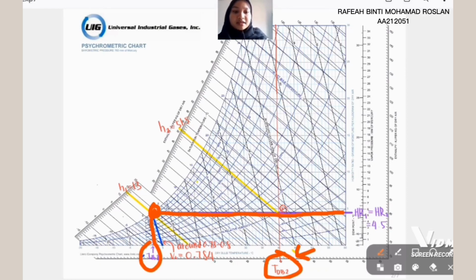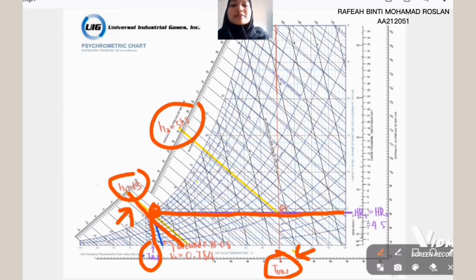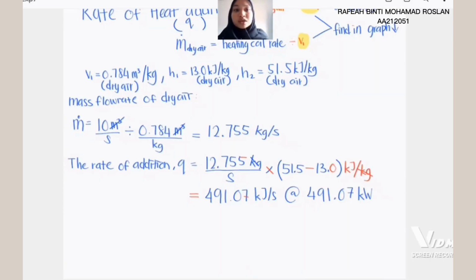So we can find another piece of information that we need for this question. We need enthalpy. We make a line parallel to the enthalpy line. The enthalpy for 2 degrees Celsius is 13, while the enthalpy for 40 degrees Celsius is 51.5. After we get all the information that we need, we can calculate the mass flow rate.